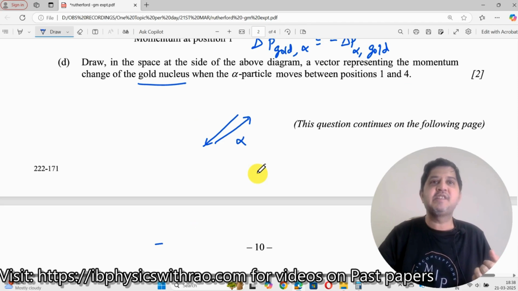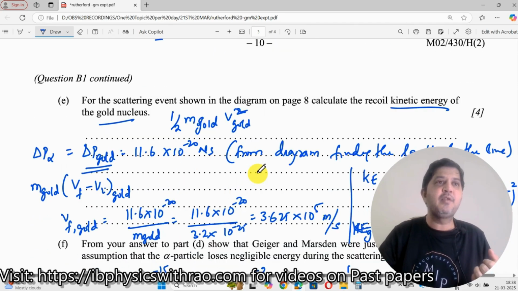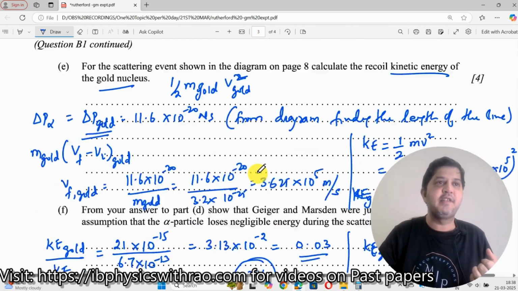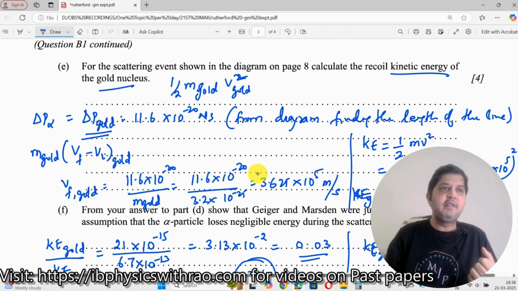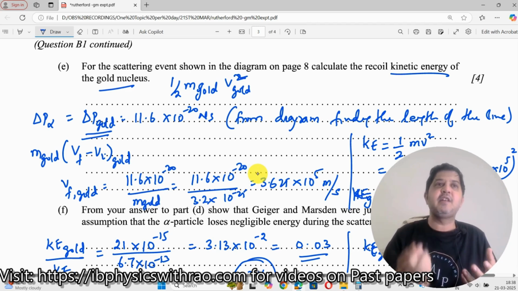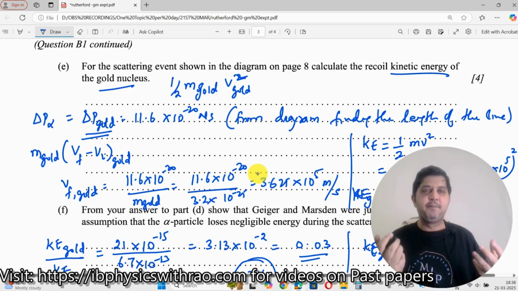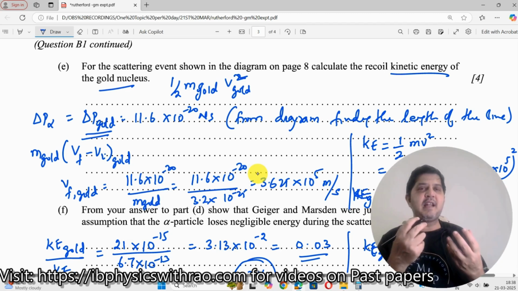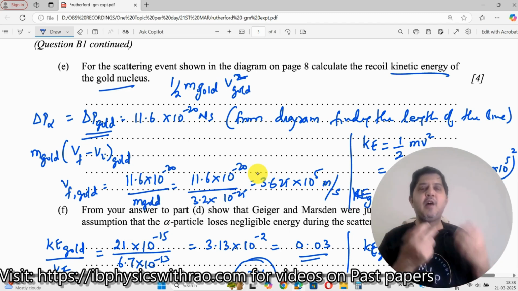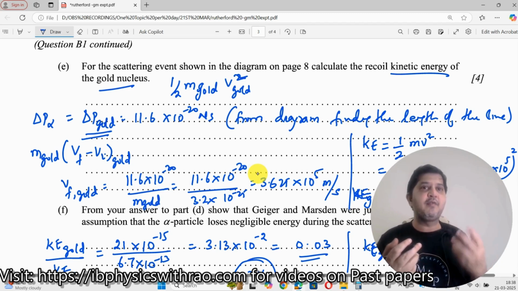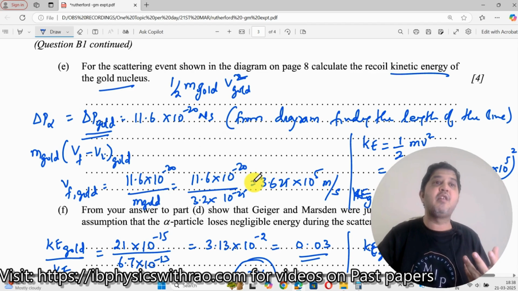And then the next one, yeah, this we have seen. We also saw how to find the velocity of the nucleus and the recoil kinetic energy of the other particle. When there is a momentum transfer or a collision, a recoiling effect is observed. How do you find its kinetic energy and its velocity? We observed all this over here.